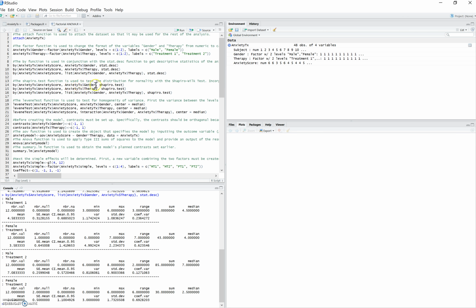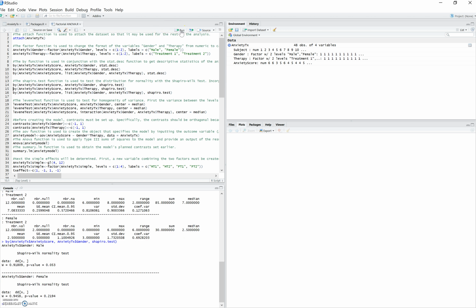So the first way I'm going to look at this is looking at the distributions by gender, then looking at the distributions by type of therapy, then looking at the distributions for the interaction between gender and therapy. I'm once again using the list function. So I'm going to go ahead and run the first one. We can see that when we separate the distributions by gender, the distribution of anxiety score by gender, we do meet the assumption of normality.